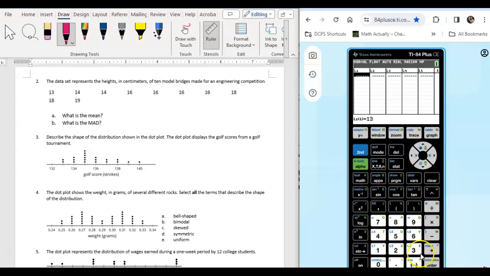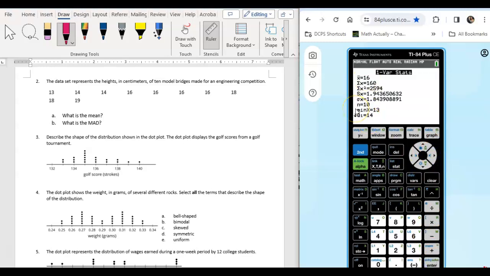So I'm going to enter my values, 13, 14, 14, 16. There's 4 16s, so 16, 16, 16, one more, 16, okay, and then 18, 18, 19, 18, 18, 19. All right, so now I'm going to go to Stat, Calculate, One Variable Statistics, List 1, and here we go.